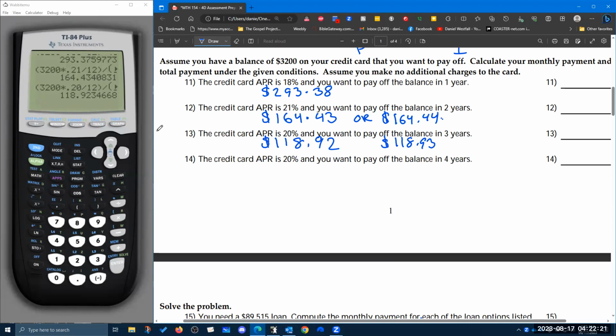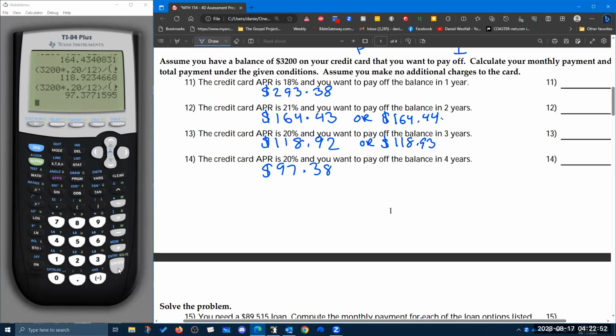And then last but not least, we've got the same balance and the same APR, but we want to change it to 4 years. So I only need to change this number here. This is going to be 97.38.